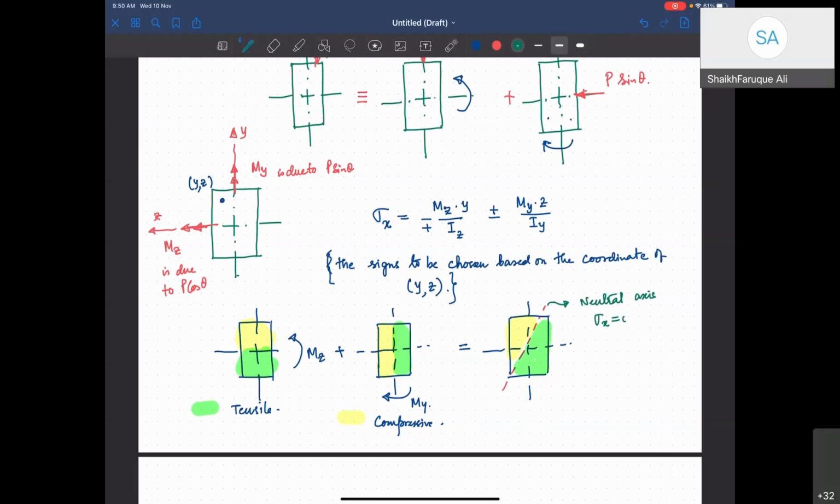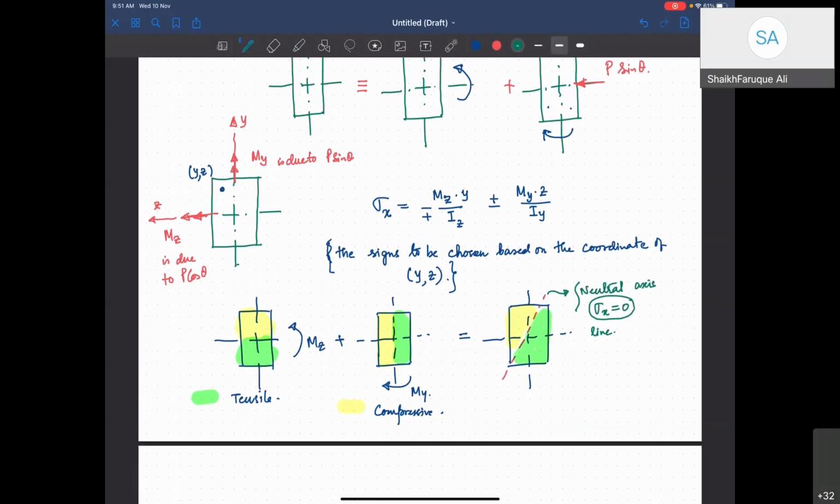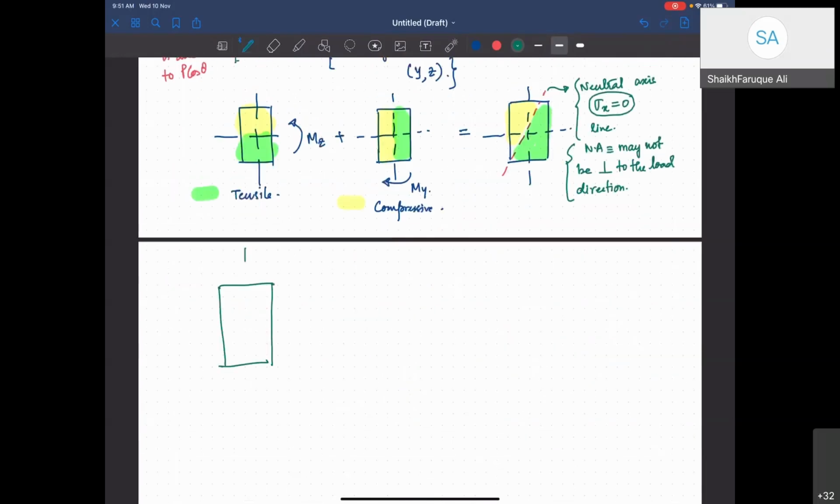And this line, the neutral axis, may not be perpendicular to the load. Remember, this was our first assumption for symmetric loading, that the neutral axis is always perpendicular to the load, right? That used to happen when you have a symmetric axis and symmetric load P. Your neutral axis was going to go through this. In this case, it's not going to be like that. With that, I'll stop because I've taken more than my required time.